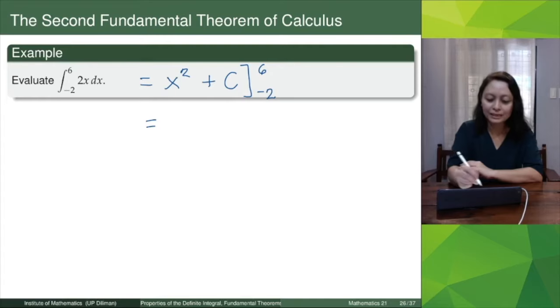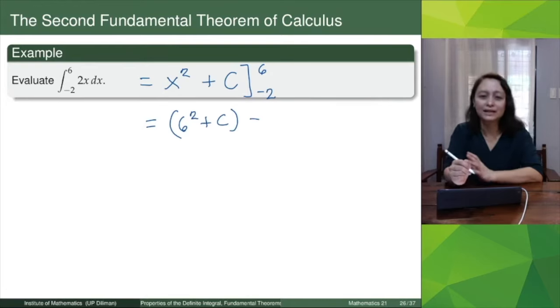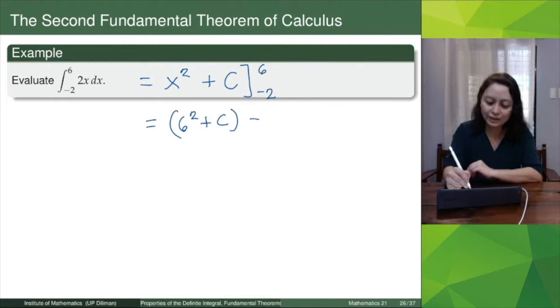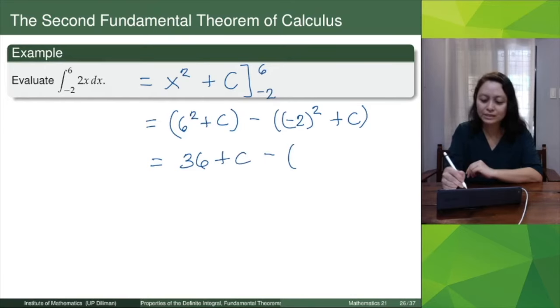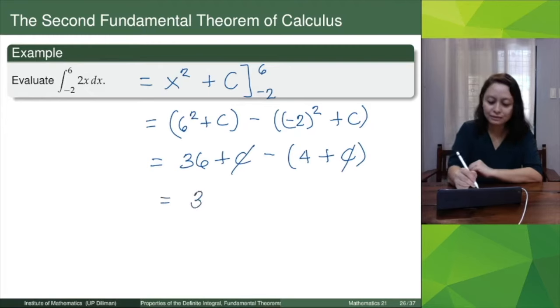Meaning, palitan muna natin yung x ng 6. So we have 6 squared plus c minus the value of the antiderivative evaluated at -2. So papalitan natin yung x ng -2: -2 squared plus c. We'll have 6 squared is 36 plus c minus, lagyan na natin ng parenthesis, -2 squared is 4 plus c. Take note, magka-cancel yung c. c minus c is 0 and 36 minus 4 is 32.